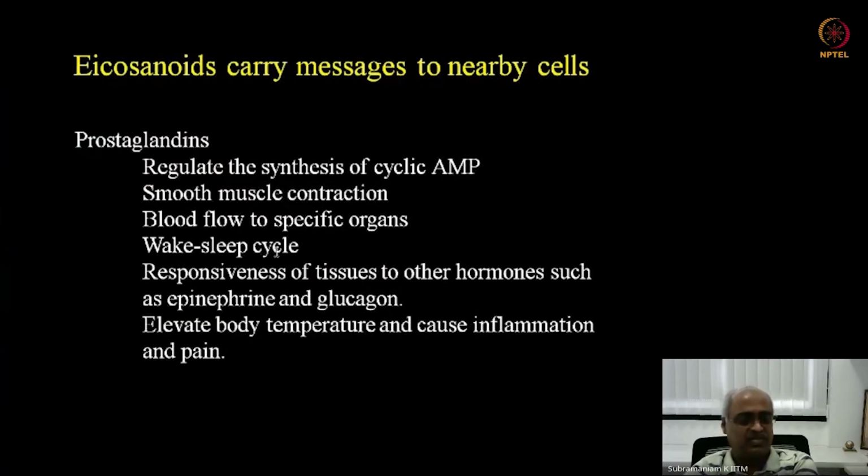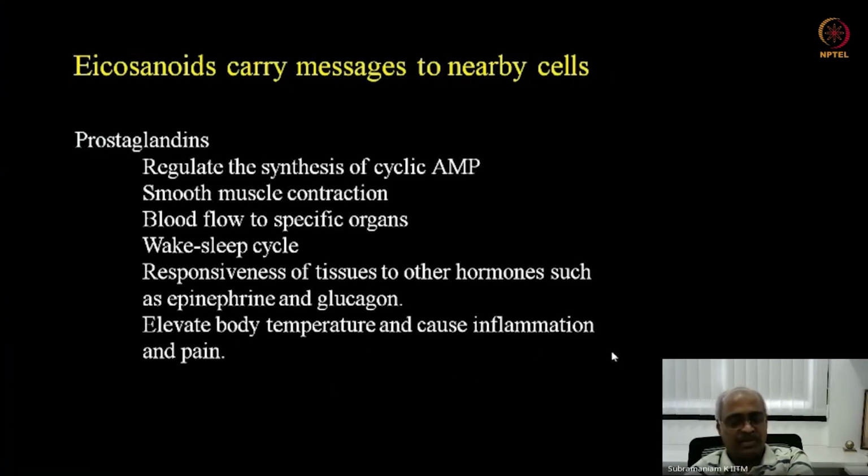Blood vessels are smooth muscle, and whether you are going to dilate it or constrict it is determining the blood flow, and that's directly controlled by prostaglandins. In addition to this role on smooth muscle contraction, they are also important for the wake-sleep cycle, responsiveness of tissues to other hormones such as epinephrine, glucagon. You're not going to learn about them, so don't even worry about it. So they are hormones regulating processes in the body. And body temperature elevation when you have inflammation and pain.